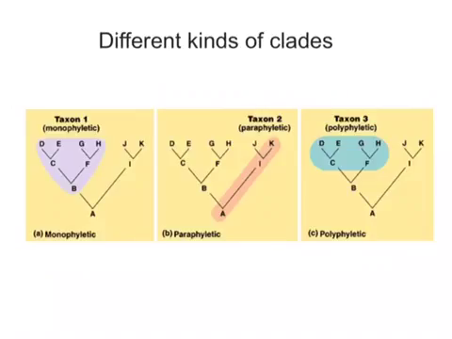So here are different clades you could find within a phylogenetic tree. The first one is a monophyletic clade, which includes all its descendants and its most recent common ancestor. The second one is a paraphyletic clade, which includes some of its descendants and its most recent common ancestor. And the third one is a polyphyletic clade, which includes its descendants from different ancestors.